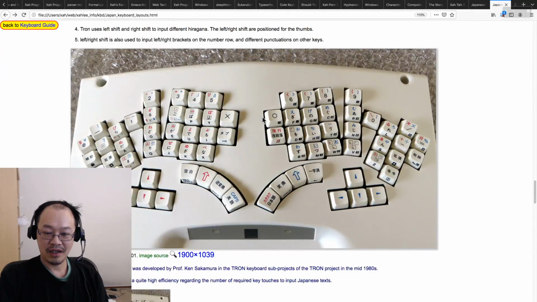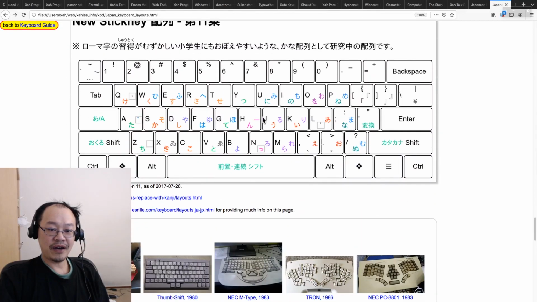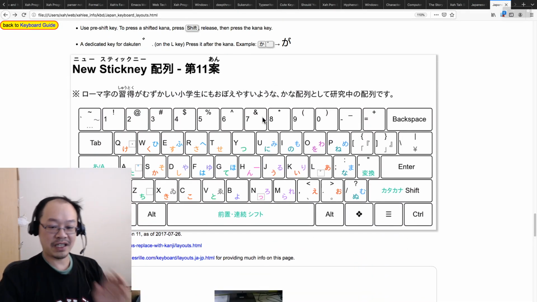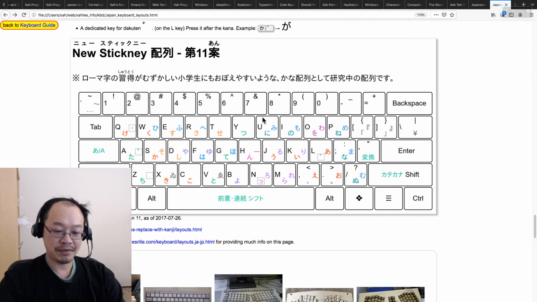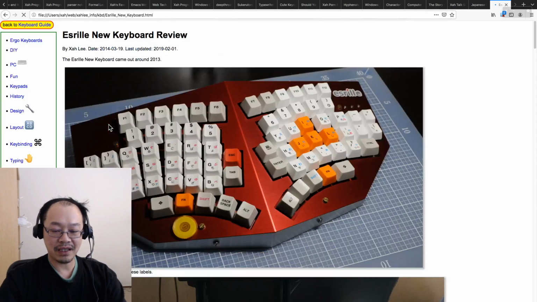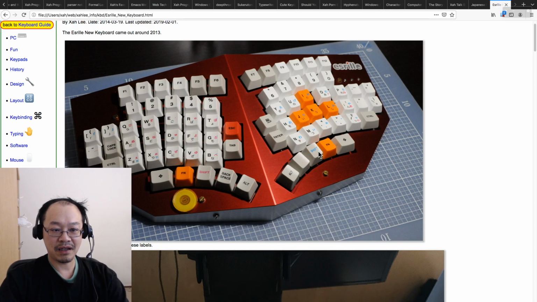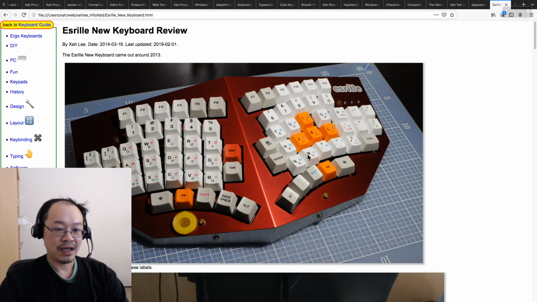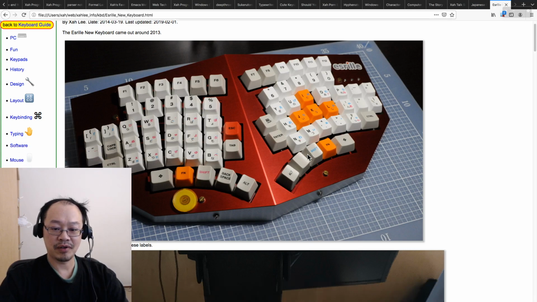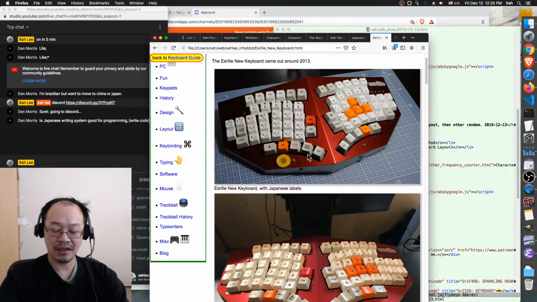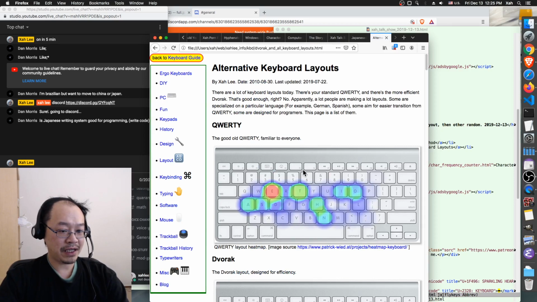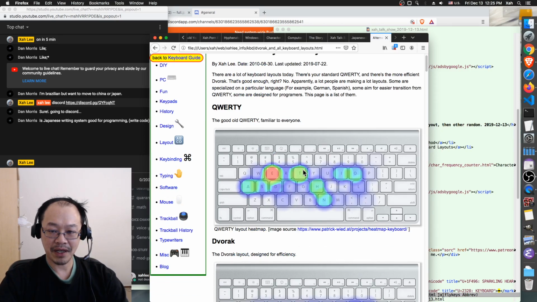Okay, the Tron keyboard comes with a Tron input system, different from the others we talked about. Then you have the new sticky. So basically, new sticky is a new one. Invented by this guy, I think. He's on Twitter. This is a new, S-Real new keyboard. So we have so many different Japanese layouts.